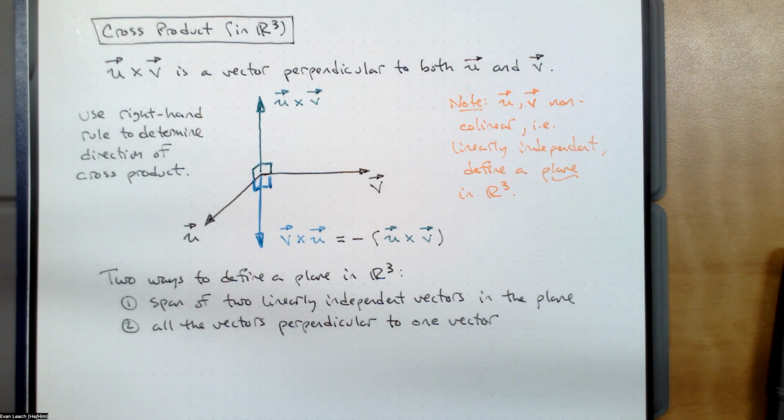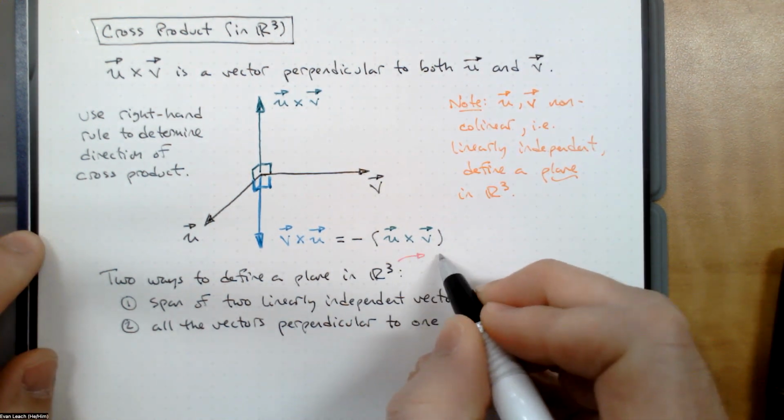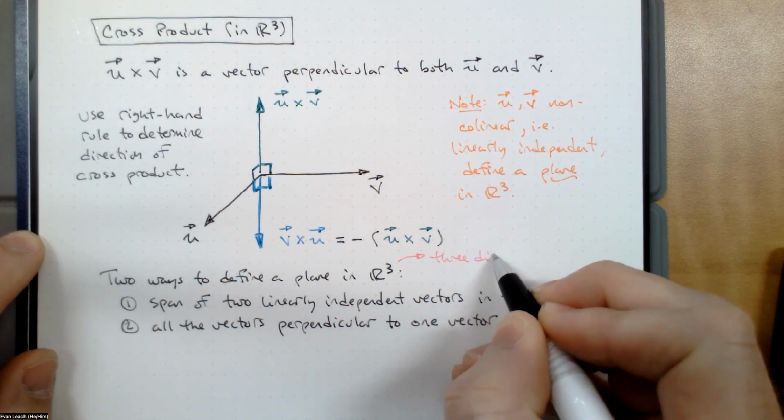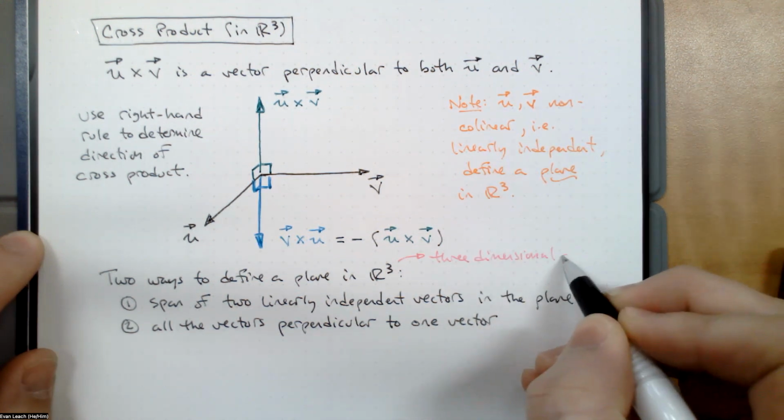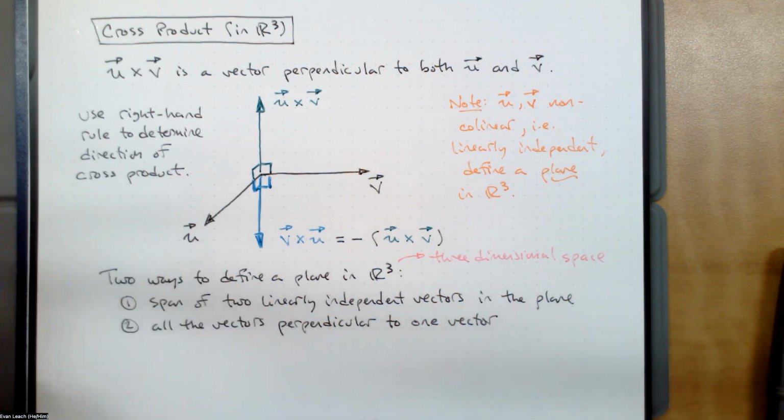Any questions? Yes. R3 is three-dimensional space, our collection of X, Y, and Z. Cartesian coordinates have an X and a Y. Now we have an X, a Y, and a Z. So it's three-dimensional space. The Cartesian coordinates where you have the X and the Y, that's R2, two-dimensional space.